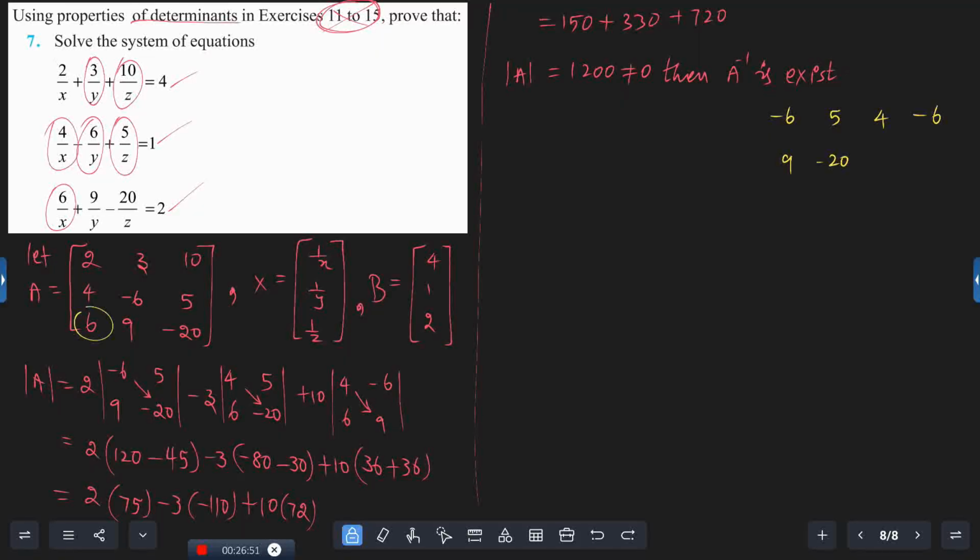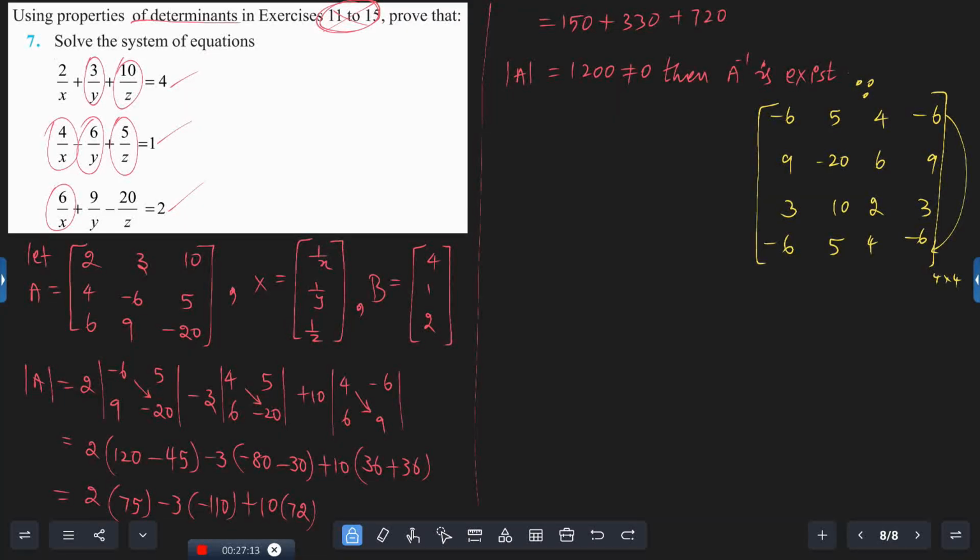And 6, 9. Then go back to row number 1: 3, 10, 2. Then the beginning number 3 again. Then in the first row you have to write again minus 6, 5, 4, minus 6. So this is a 4 by 4 matrix.